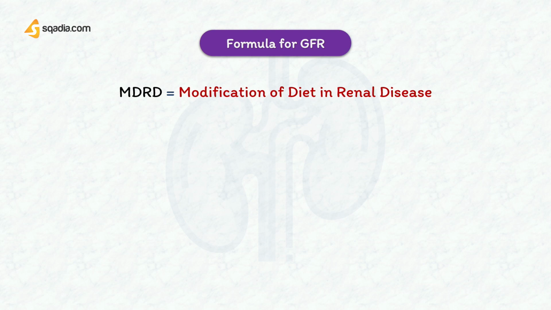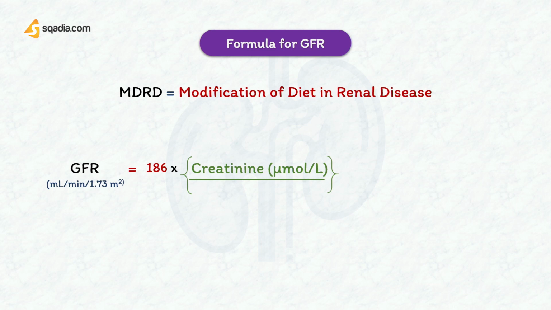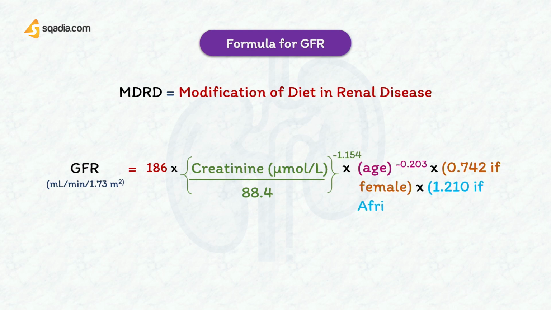First up, we have the MDRD formula, which is the Modification of Diet in Renal Disease. So the MDRD formula goes somewhat like: GFR is equal to 186 multiplied by the creatinine level in the patient, raised to certain constant powers that you can see on the screen, multiplied by age, and then multiplied by more factors if the patient is female, and another factor if the patient is African American. So this is the MDRD formula, and do note it because you will be quizzed about it in your board exams.